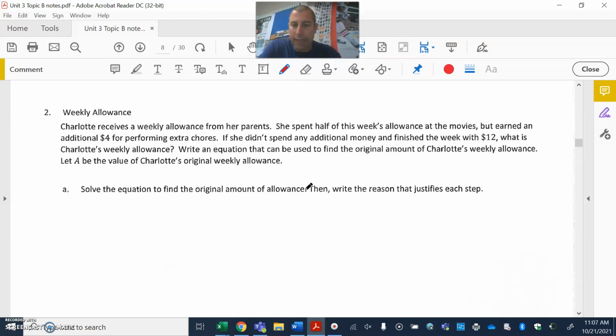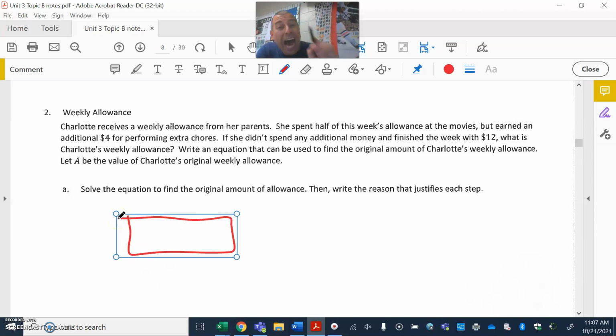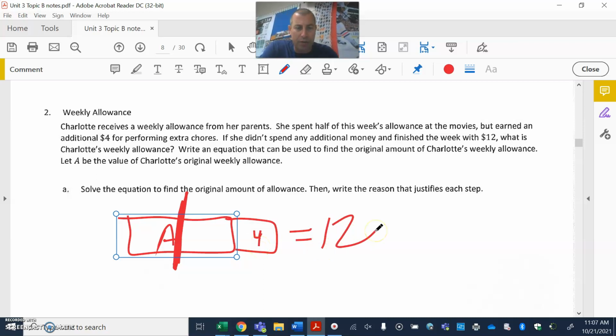So write out that equation. She got some money. She spent half of it. So if this is her allowance, she spent half of her allowance. She did get an additional $4, didn't spend anything else, and that means that she finished with $12.